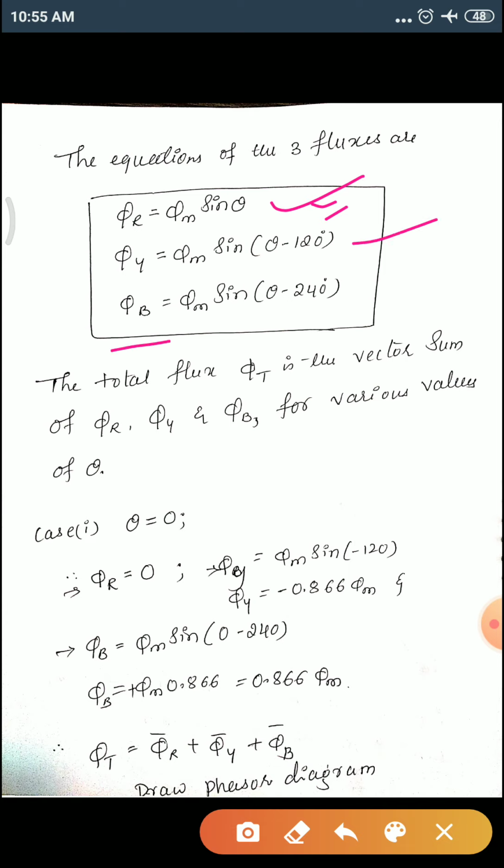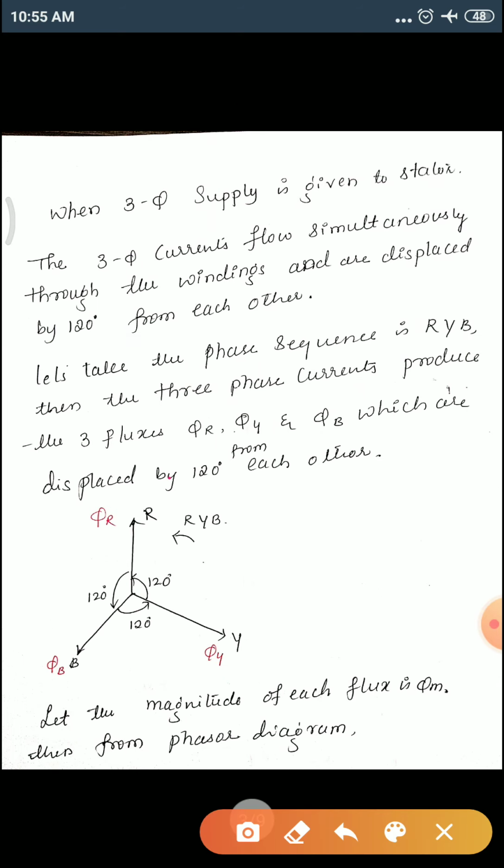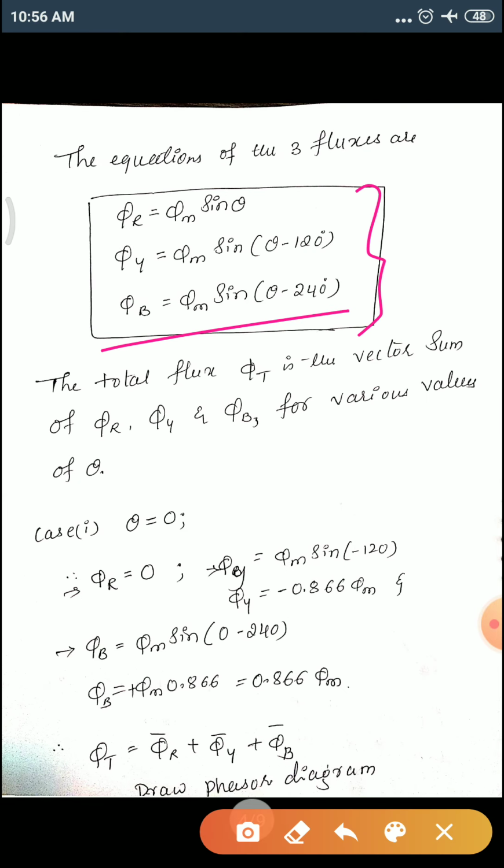Okay, phi b is then what? Phi b will be the same magnitude, phi m into sine of theta minus 240, because this b phase will be after y by 120 degrees and after r by 240 degrees. This you can see here. r is here at 0, and then y will be 120 degrees apart, and then this will be 120 degrees apart from this. If you are considering b from r, it will be 240 degrees apart. So therefore we can write all these three fluxes of r phase, y phase and b phase.